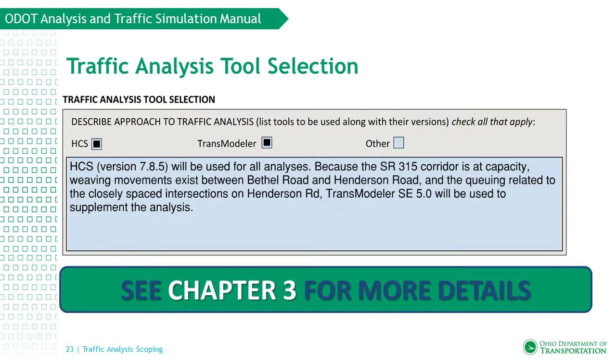Chapter 3 details the specifics on selecting the appropriate analysis tool. The tool selection and reasoning should be justified and stated clearly in the scoping document. In the case of the sample project, both HCS and Transmodeler will be used. Details regarding why Transmodeler is required are provided in the description on the Traffic Analysis Scoping Document form.